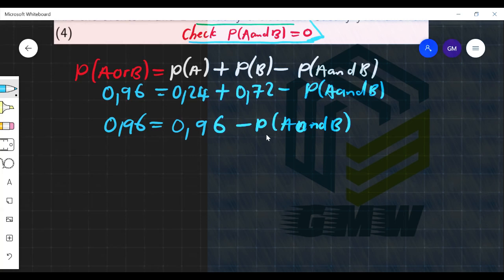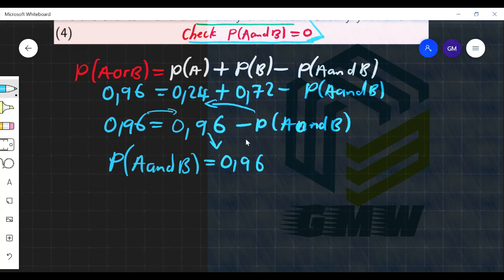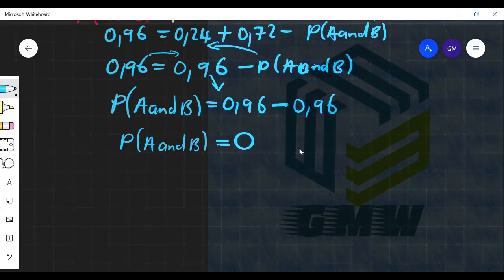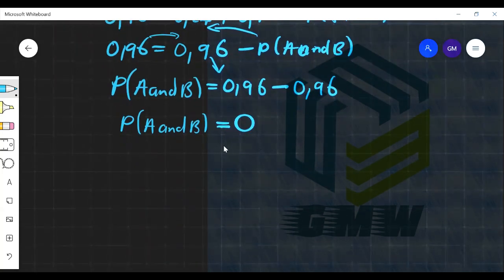So our job is to find probability of A and B. Do you see that I can transpose and have it on the other side? Yes. Then I have this 0.96 this side. Then this one will cross also, it becomes minus, right? Yes. So in the end, probability of A and B is equal to 0, right? Yes.